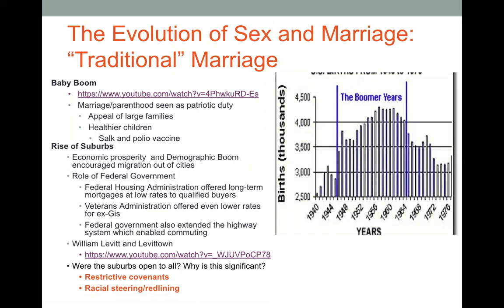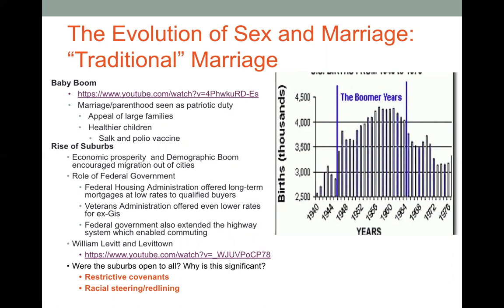Now, it is worth noting that the suburbs weren't open to all. First of all, there were restrictive covenants that in some cases explicitly prohibited selling these homes to people of color, oftentimes African Americans, but there were restrictive covenants that also sometimes limited the sale of homes to Latinos and Asian Americans as well. And even if there weren't restrictive covenants, there were often real estate practices like racial steering, where you would steer minorities to minority neighborhoods, as opposed to steering them to any home they could afford. Instead, you would steer them towards homes in the side of town which was dominated by minorities.